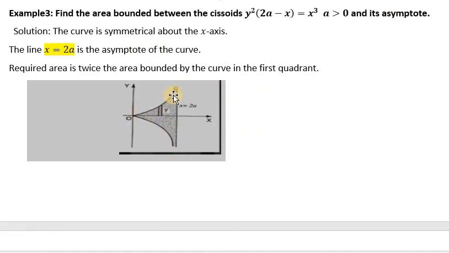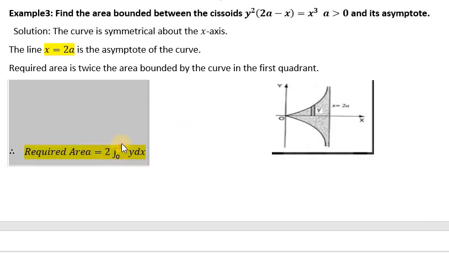This figure represents the cissoid, and this vertical line, a perpendicular line drawn to the x axis, that is x equals 2a, is the asymptote. This shaded area we have to find out. In the first quadrant, we have the diagram like this. If you calculate the area in the first quadrant and multiply it by two, you will get the total area. So the required area is twice the area bounded by the curves in the first quadrant.